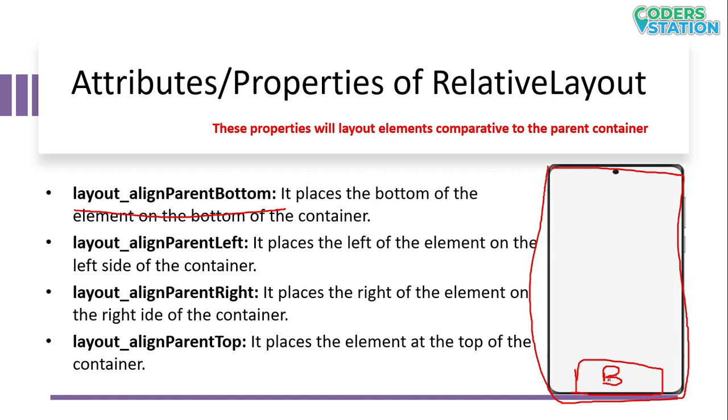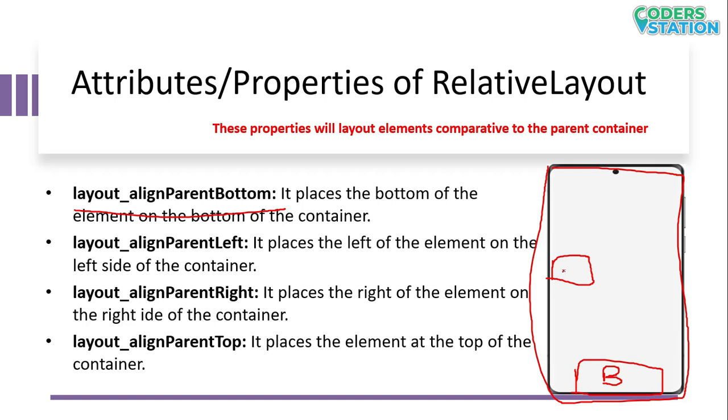Similarly, when we say a second property, that is align parent left. So suppose that the element is over here at this particular section, and when we say align parent left, that element or button will be placed on the left hand side of the screen, as you can see.